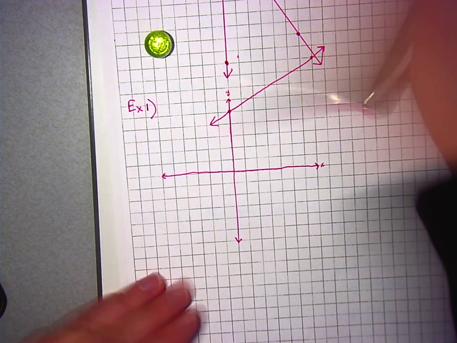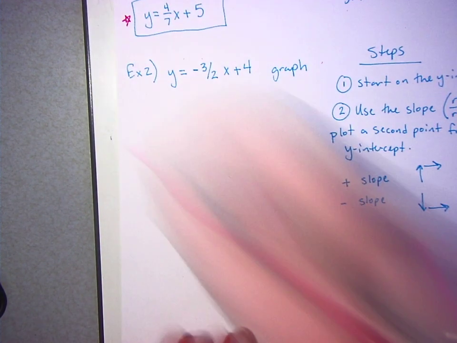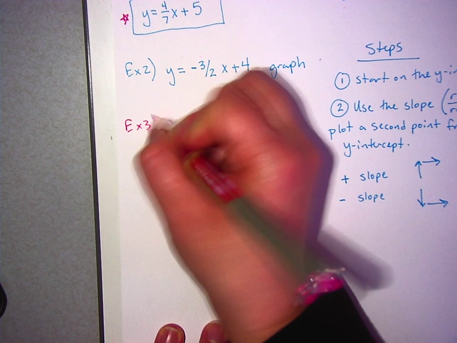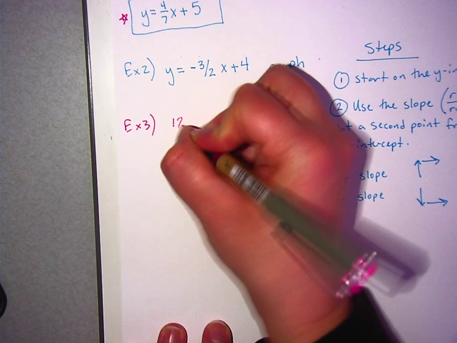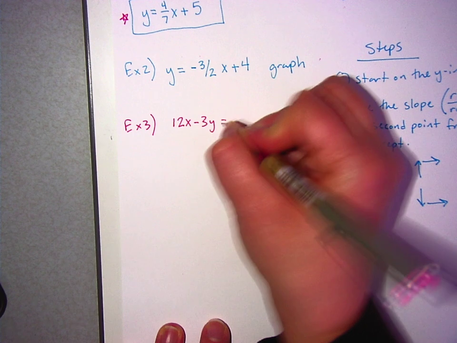Okay. All right, last one. Come on, we're so close to the weekend. Let's get it done. Example 3. Now, what if instead it said something like this? Graph 12x minus 3y equals 18.